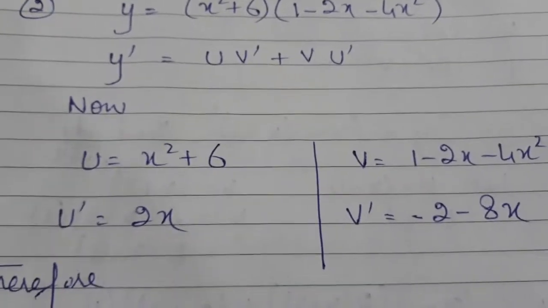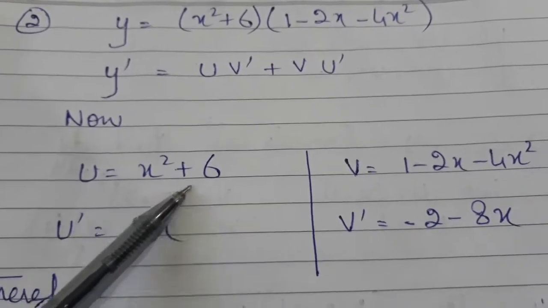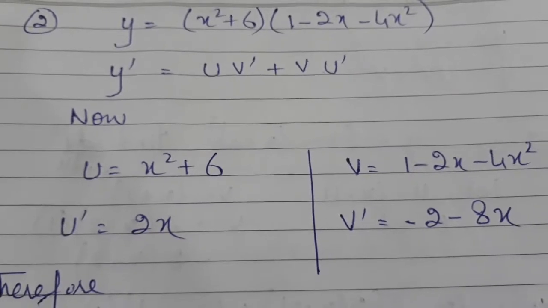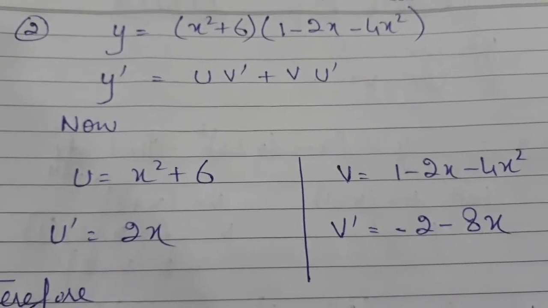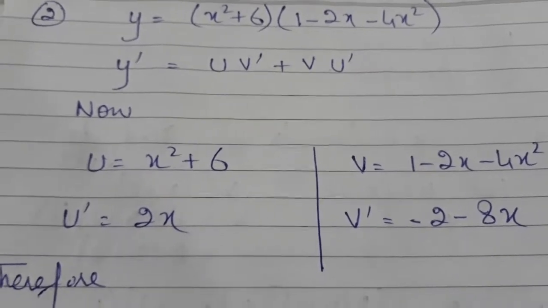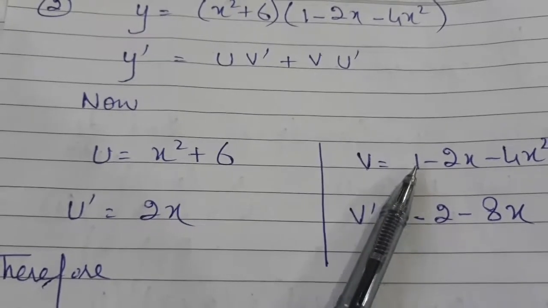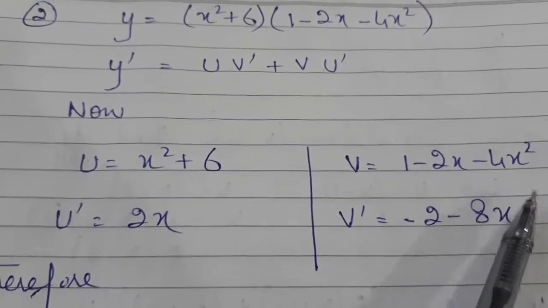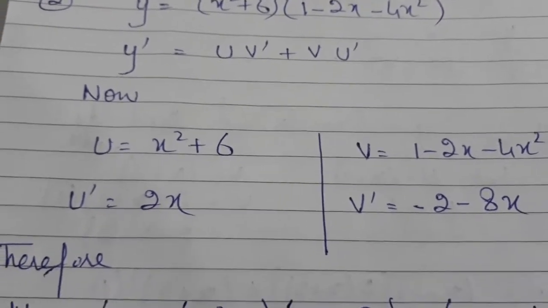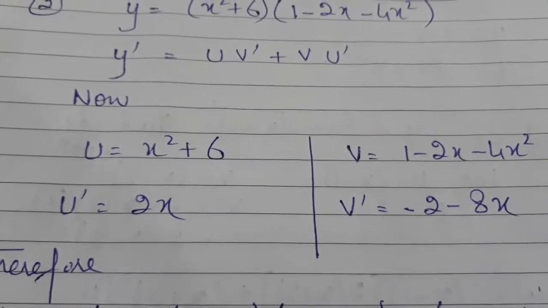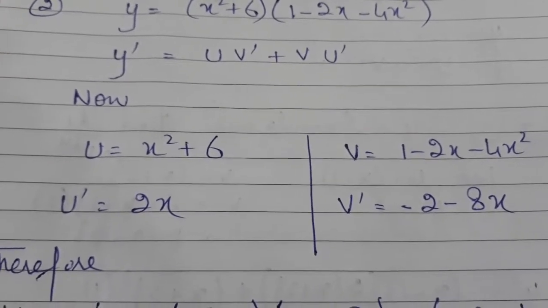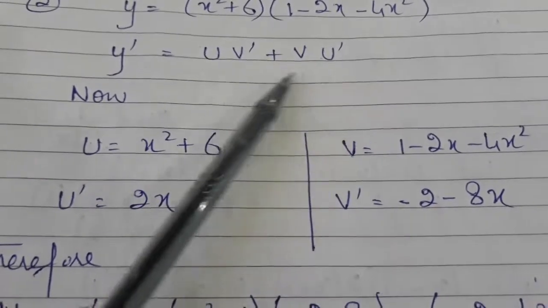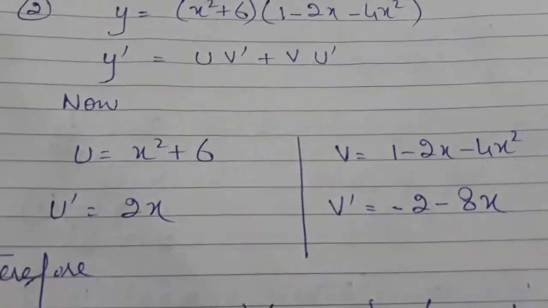Here I have done that. So differentiation of x square plus 6 is 2x plus 0, and the derivative of v: the derivative of 1 is 0, of minus 2x is minus 2, and of minus 4x square is minus 8x. So now I have u, v, the derivative of u, and the derivative of v. Now I'll simply substitute these values here, because this is the differentiation of this function.